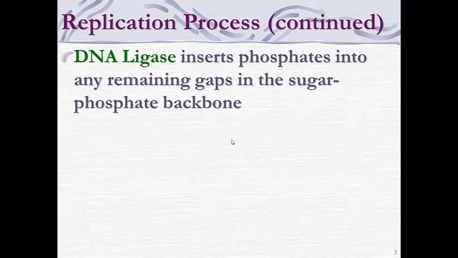And then DNA ligase is the last part, and it inserts phosphates into any gaps in the sugar phosphate backbone, meaning that once the nitrogenous bases are made along with the sugar, then the phosphate can be added to that open side, and that'll make a continuous DNA strand.